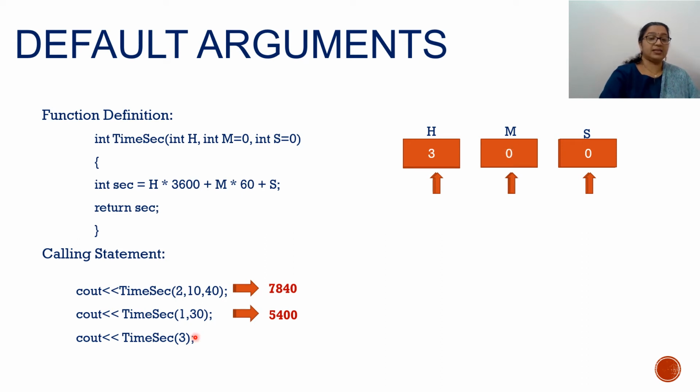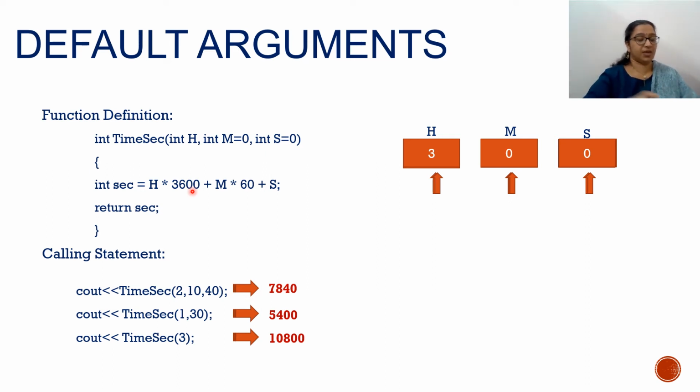So M and S are 0 themselves, because these are the default values. M is equal to 0, and S is also equal to 0. Only we passed 3 in H, so we got 3 in H. Now what is the result? Hour we are converting into seconds. So 3 into 3600, and we will get the answer as 10,800.